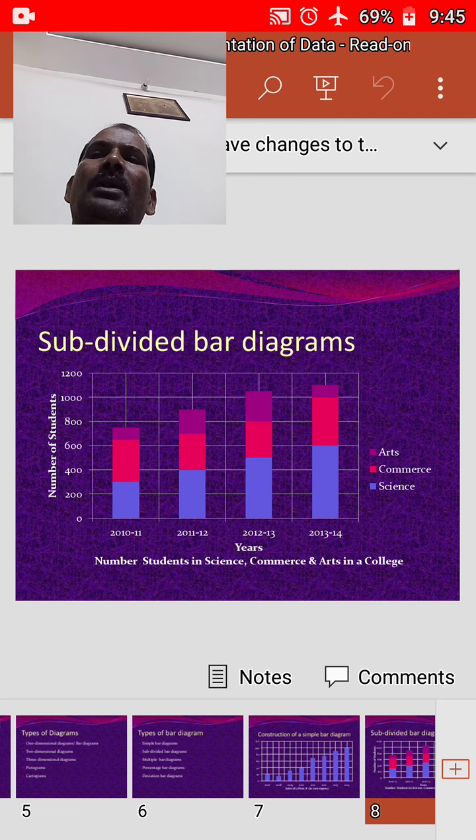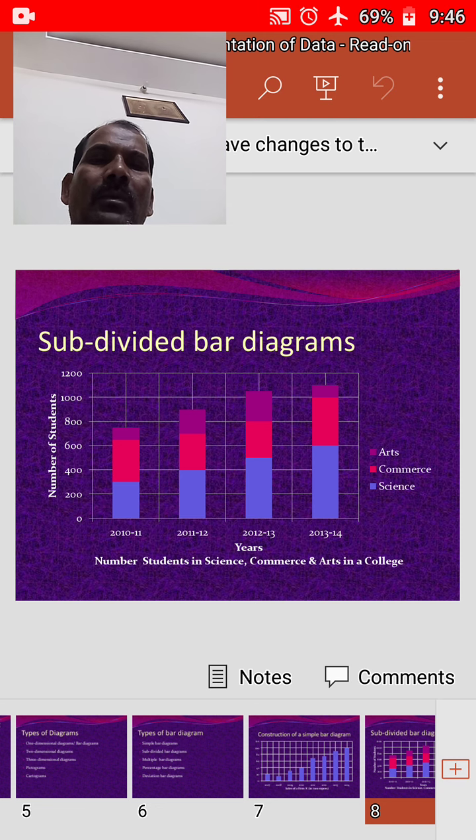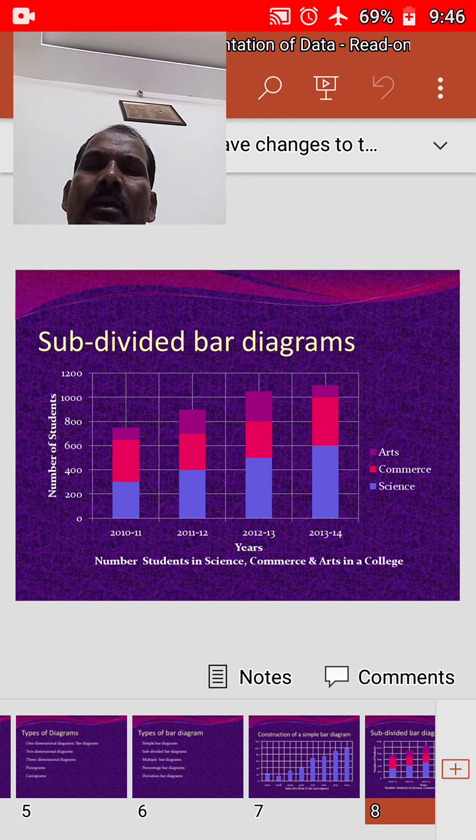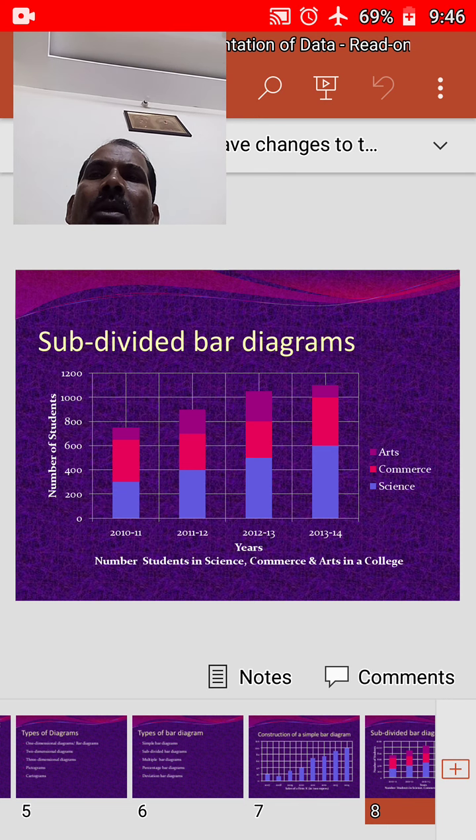Though the subdivided bar diagrams are useful visual aids, it is difficult to construct them, especially when the data are divided into a large number of components. When you observe the PPT, you will understand what a subdivided bar diagram is.